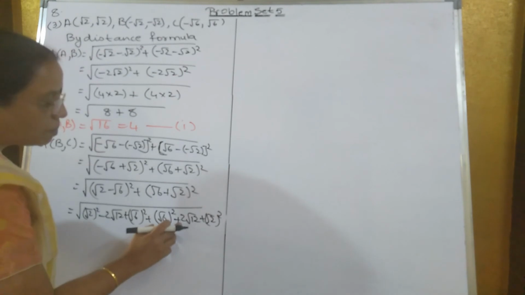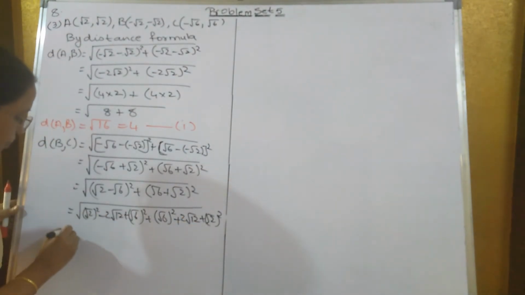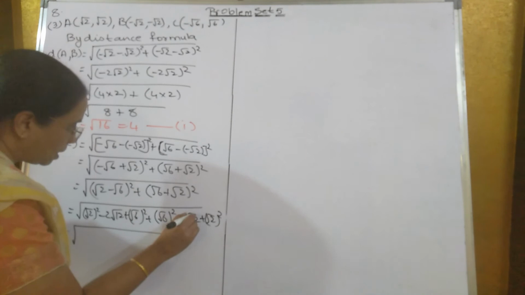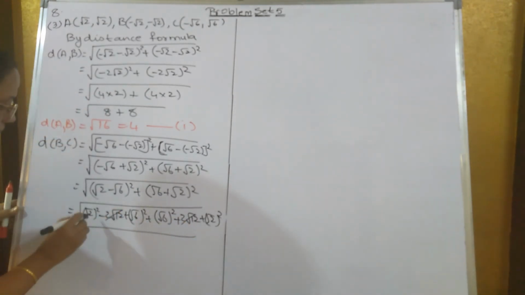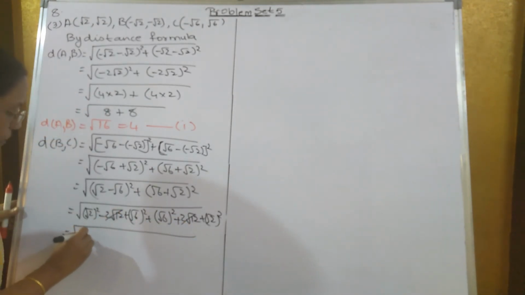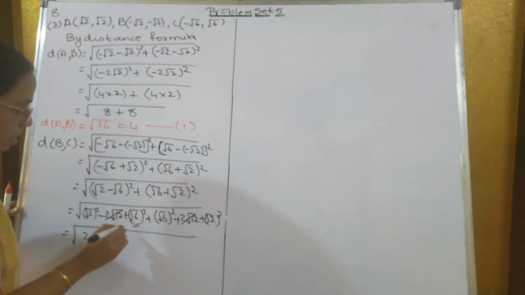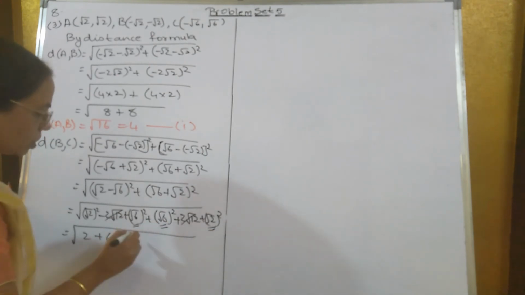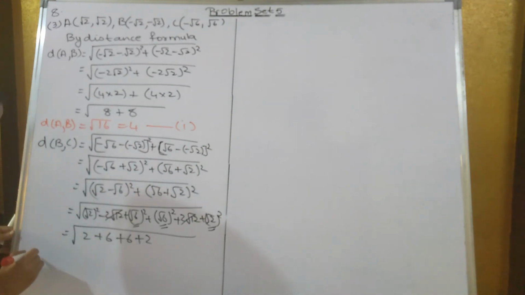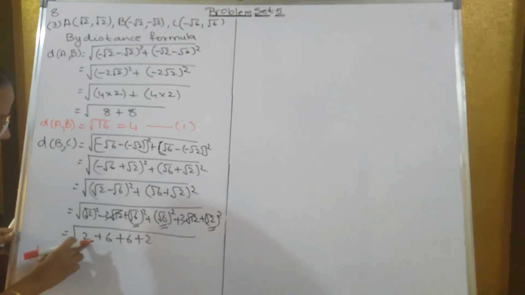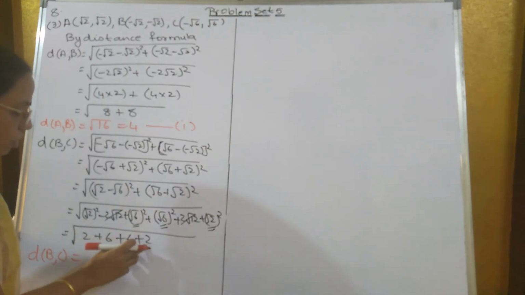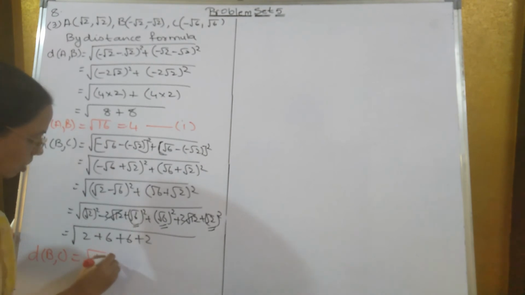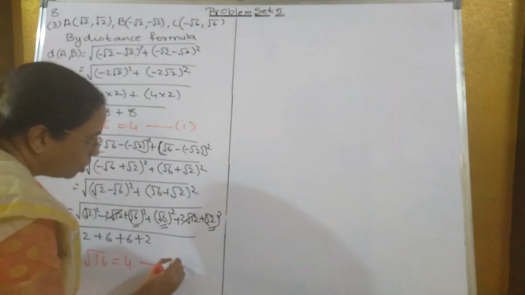A square plus 2ab plus b square. Here plus 2 root 12 and minus 2 root 12 will get cancelled. Root 2 the whole square is 2, root 6 the whole square is 6, root 6 the whole square is 6, and root 2 the whole square is 2. So distance BC is equal to how much? 6 plus 2 is 8, 8 plus 2 is 10, 10 plus 6 is 16, that's equal to 4. Let this be 2.